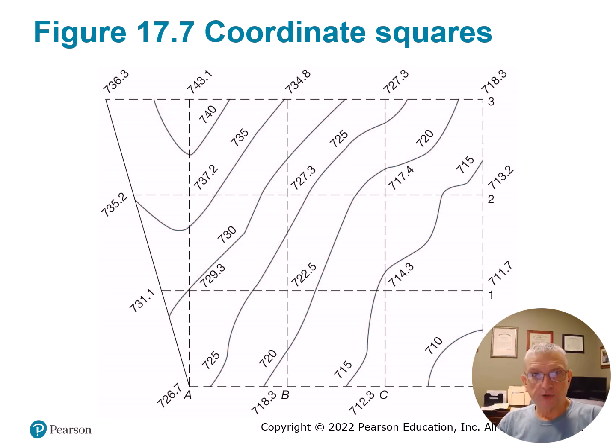Figure 17.7 are coordinate squares. I would call them grids. This is where you would take topographic data shots at these grid points, and we'll talk about that more in the next module or two. But then you can see the 725 contour, the 730 contour, the 735 contour, 740, and so forth. Looks like the northwest corner of Georgia, doesn't it?